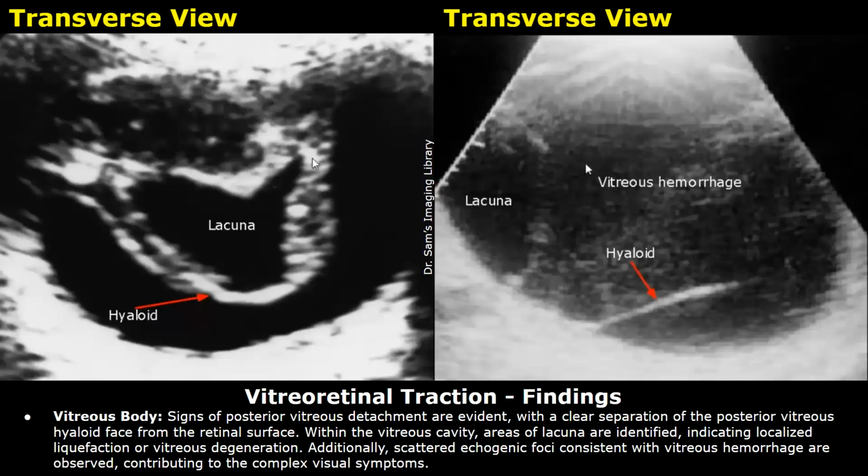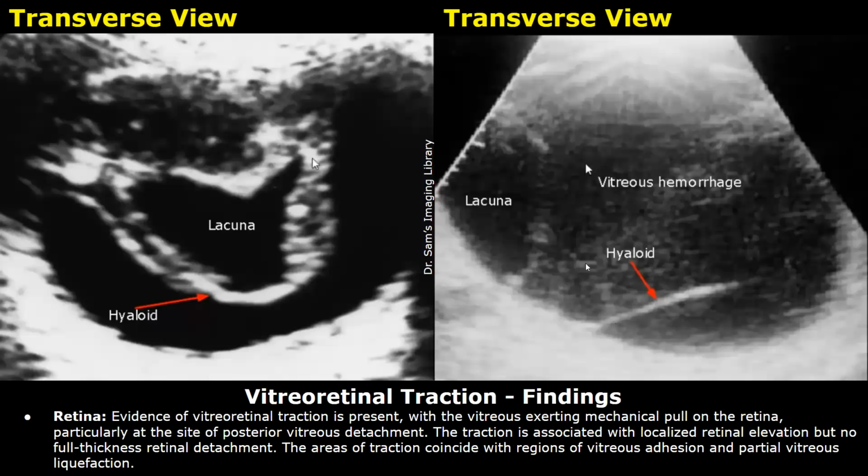Signs of posterior vitreous detachment are evident with a clear separation of the posterior vitreous hyaloid face from the retinal surface. Within the vitreous cavity, areas of lacuna are identified, indicating localized liquefaction or vitreous degeneration. Additionally, scattered echogenic foci consistent with vitreous hemorrhage are observed, contributing to the complex visual symptoms.